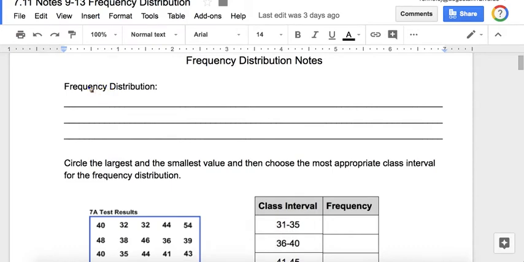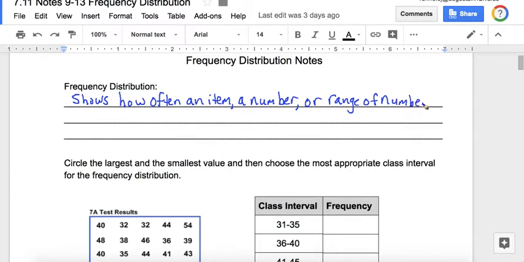So frequency distribution is a graph which shows how often an item, a number, or range of numbers occurs. So it shows how often an item, a number, or range of numbers occurs.